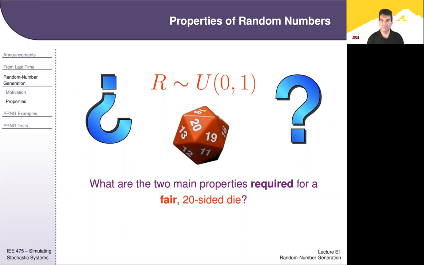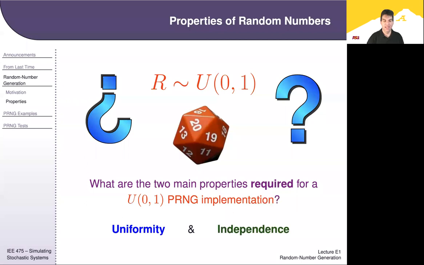And the other thing that I want is that when I roll the die, there's no way to predict the outcome of the next roll from the previous roll. If I have those two features, then I can really work with that. I can build some useful games of chance based on top of that. And it turns out those are the same properties that we want in our pseudo-random number generator.